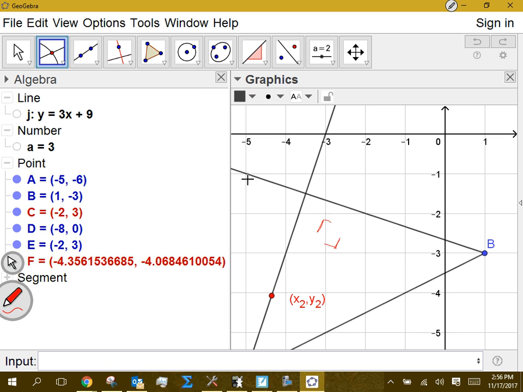GeoGebra won't do this as fractions, but it will give me the decimal negative 3.5 comma negative 1.5. Okay? Is that all right with everybody?